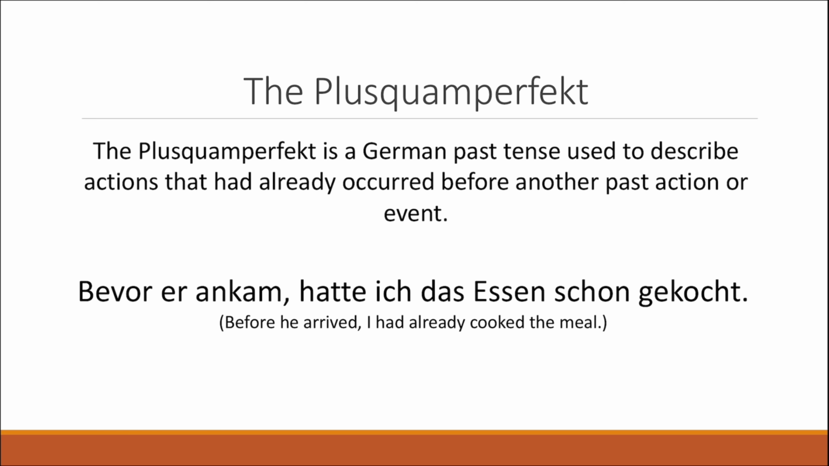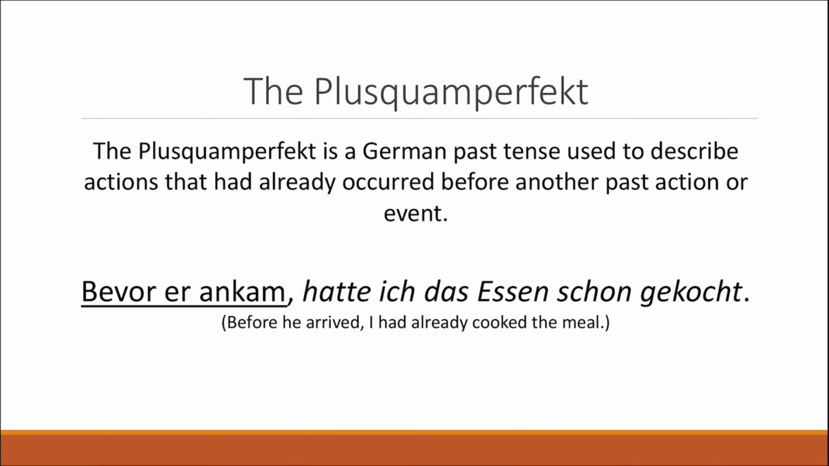And this complex sentence is basically made out of two sentences. We firstly have "bevor er ankam", which is the first action that took place in the past, so before he arrived. And then we have the second one, "hatte ich das Essen schon gekocht", which is the second action that took place in the past. I had already cooked the meal. Now the Plusquamperfekt is used to indicate that one action, so in this case cooking the meal, was completed before the other action, so his arrival, took place.